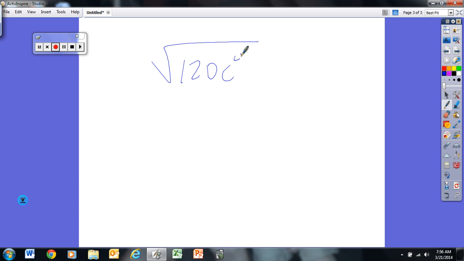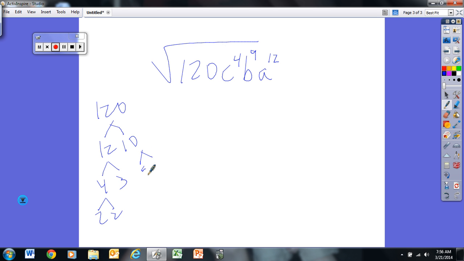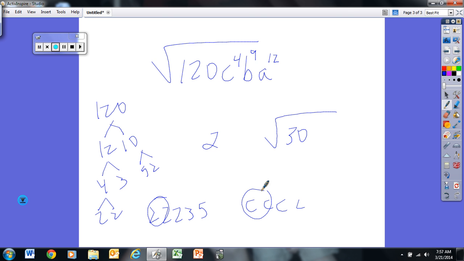120 c to the 4th, b to the 9th, a to the 12th. So again, 120 breaks down into 12 and 10, which is 4 and 3, 2 and 2, 5 and 2. So the prime factorization is 2, 2, 2, 3, 5. I have a pair of 2's on the outside, and I'm going to have 2 times 3 times 5 underneath. C to the 4th is c times c times c times c, so 2 pairs. So I put a c squared on the outside.